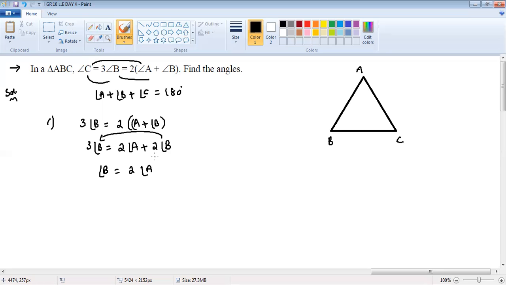Next, another case, we will take angle C is equal to 3 into angle B.